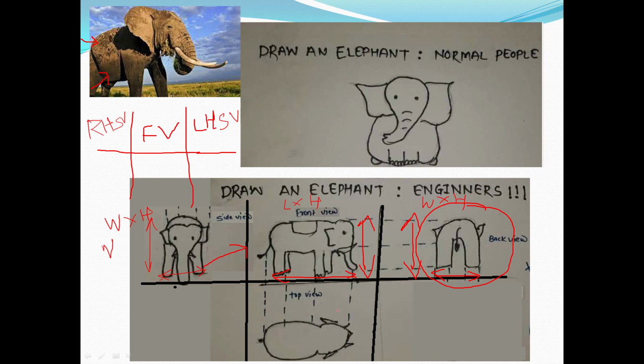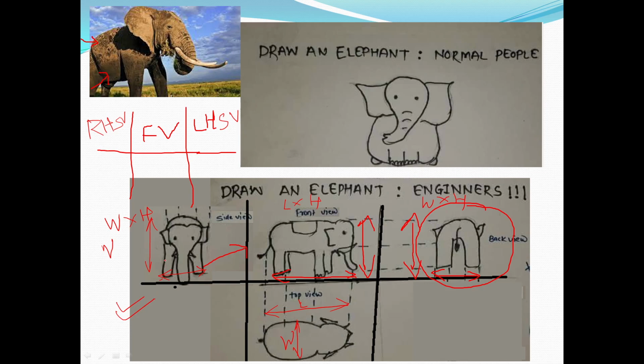So we are looking from the top now. This one is the top view. What do we require? Two dimensions again. This is the length of the elephant and width of the elephant. So now we are looking towards this elephant from all the sides, that is front side, top side, left hand side, right hand side, and these are the orthographic views of the elephant.